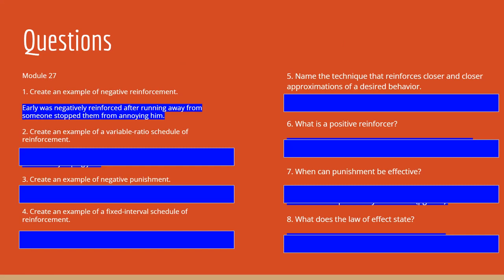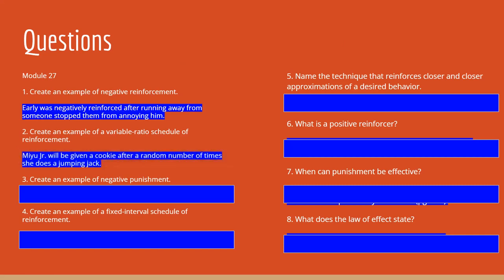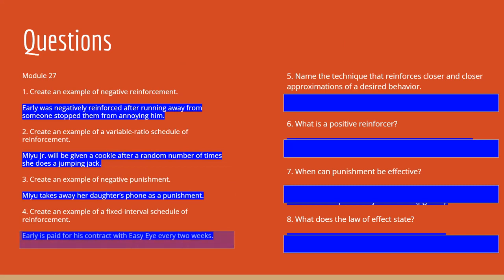Create an example of variable ratio. So that means not a sure amount or not a sure number. Mayu Jr. will be given a cookie after a random number of times she does a jumping jack. Okay, strange example. Create an example of negative punishment. Mayu takes away her daughter's phone as punishment. Remember, that's taking something. Create an example of fixed interval schedule. So fixed interval means a for sure amount of time. Early is paid with his contract for Easy Eye Sound every 2 weeks.